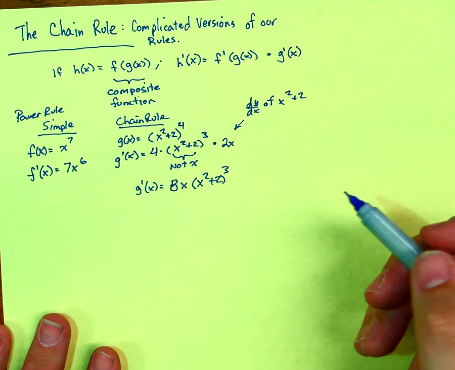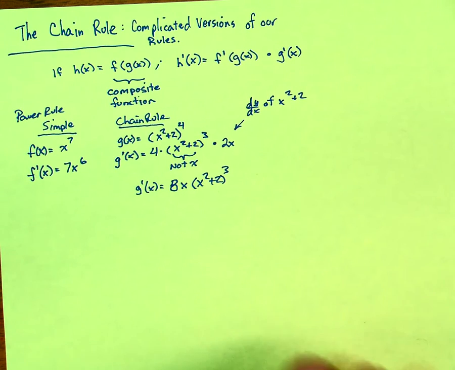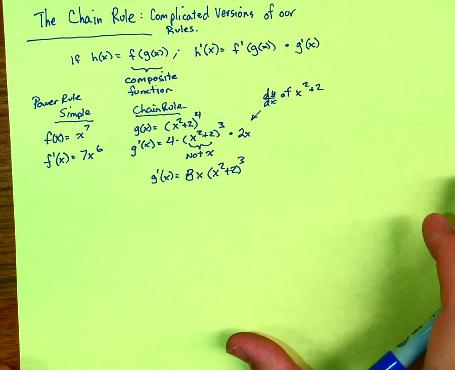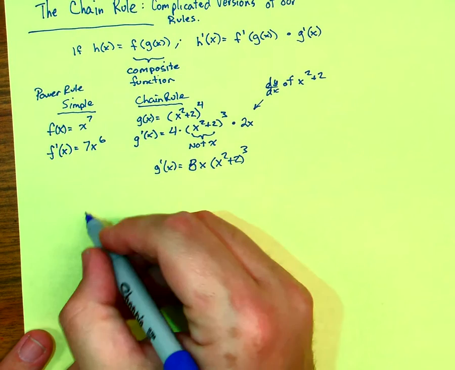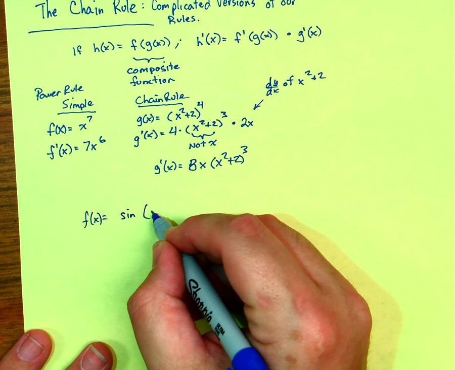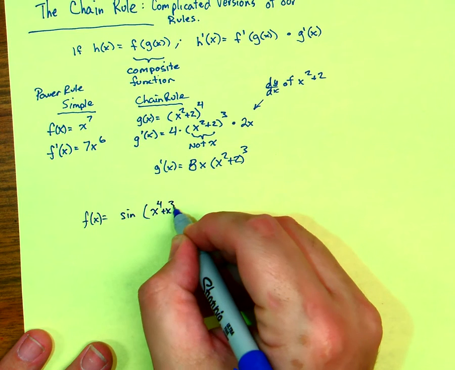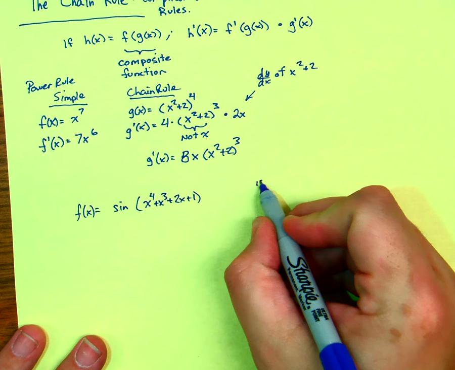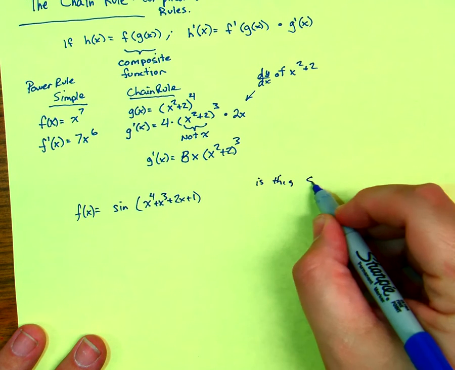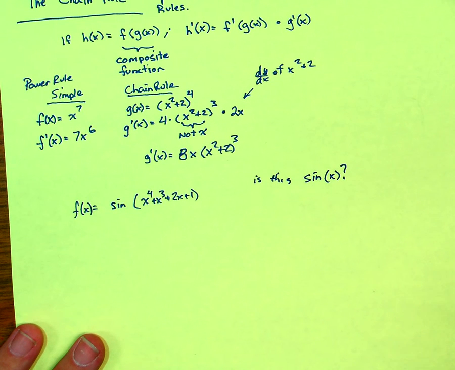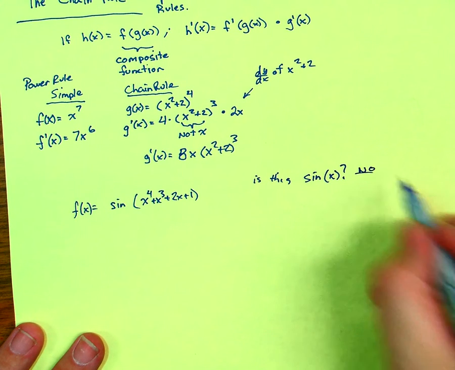Now, the biggest thing that you want to do as far as the chain rule goes is we want things in our simplest form. If I gave you this, f of x is equal to the sine of x to the 4th plus x cubed plus 2x plus 1. Is this the sine of x? No. So we can't really apply the rule to it. We could.